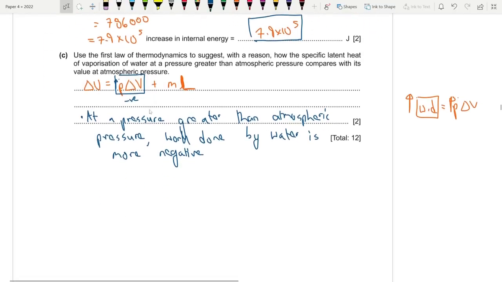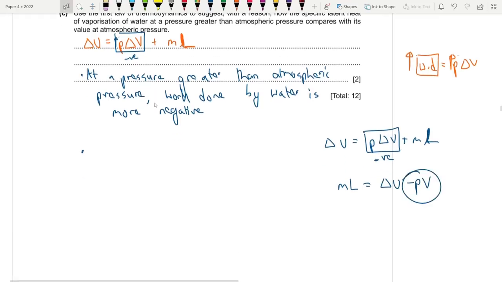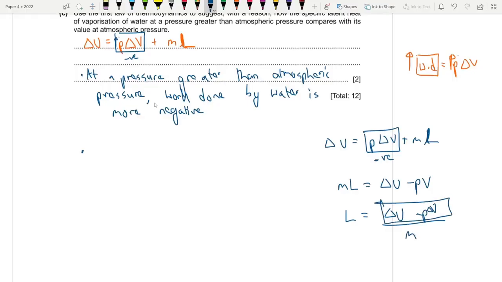So, since this is negative, just think about it. We know that del U is equal to P del V plus mL, right? So, since this becomes more negative, what's going to happen when you move it to that side? We can write that mL is equal to del U minus P del V. So minus minus makes this value positive, right? So this whole thing is going to become more positive. And for the same mass of gas, if you cross multiply, L is equal to del U minus P del V divided by m. So the numerator is basically increasing.